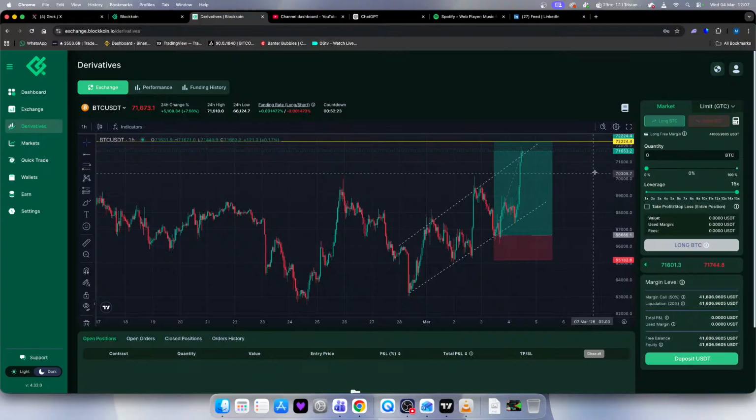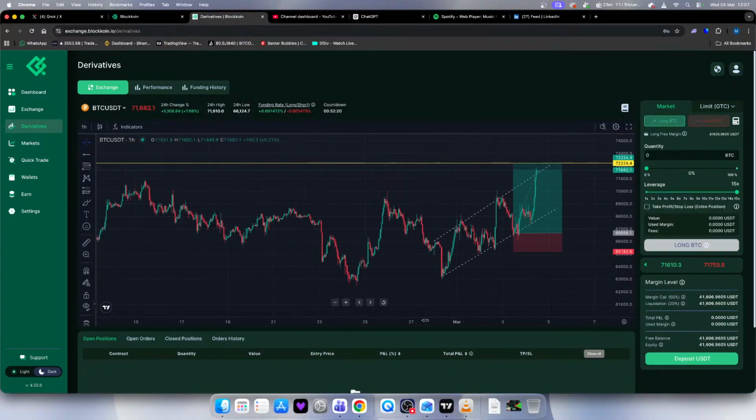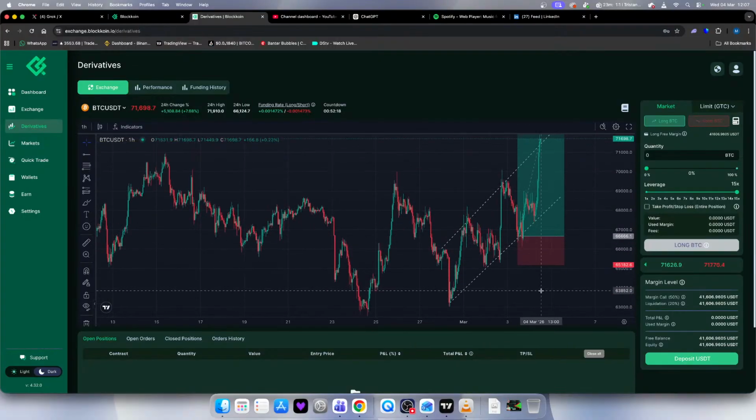So markets move towards liquidity. You can take this from the lesson. Markets move towards liquidity. Structure tells you direction, and liquidity tells you where price may visit first.